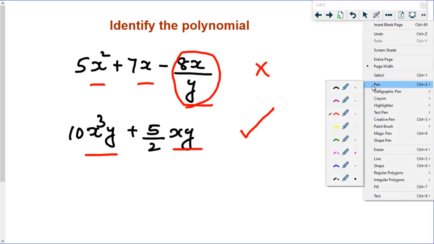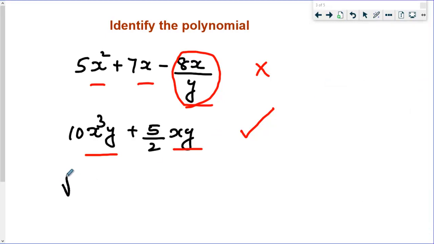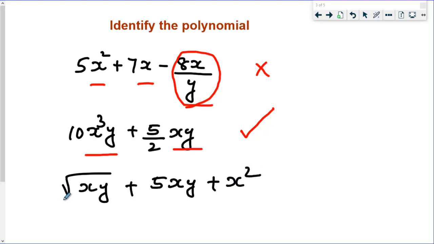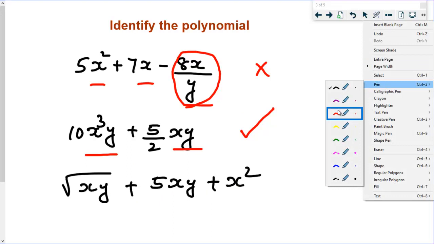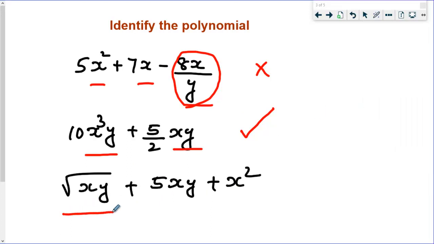You can see one more example. Square root of xy plus 5xy plus x square. In this expression, for the first term the variable is square root of xy, the second one is xy, the third one is x square. But for the first term, the variable is a square root term. So we can say that this is also not a polynomial.